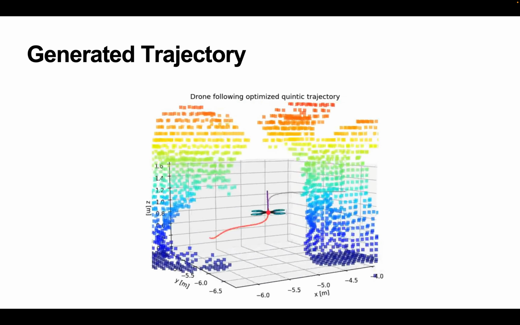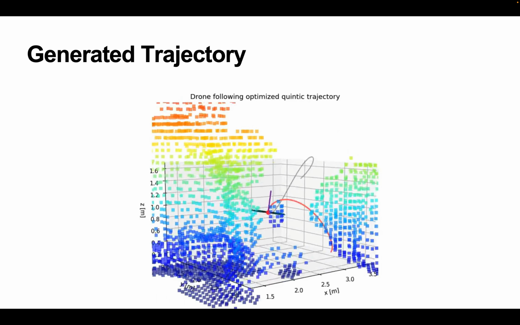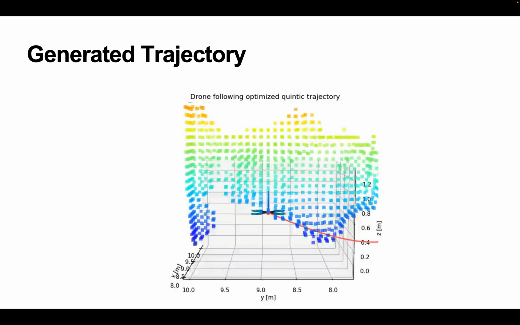In this slide, we can see the generated trajectory more clearly. The optimized waypoints and the continuous curve are connected smoothly in 3D space. The important point is that the output is not just a path, but a time-parameterized trajectory that the quadrotor can actually follow.